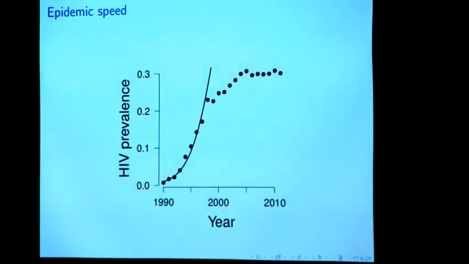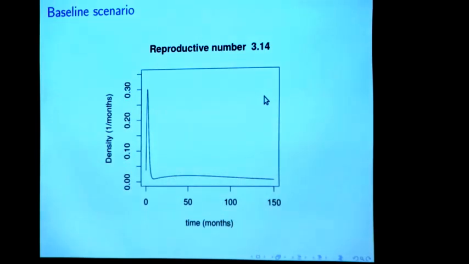HIV. We think we know the initial speed of epidemic spread. There's a lot of things going on, and other things have changed to make this curve suddenly go down. But we think we know the initial epidemic spread. We don't really think we know the proportion of early transmission. So here is a baseline scenario.